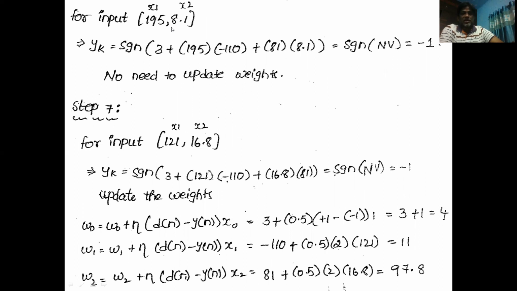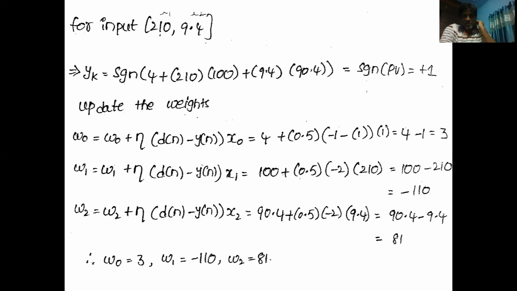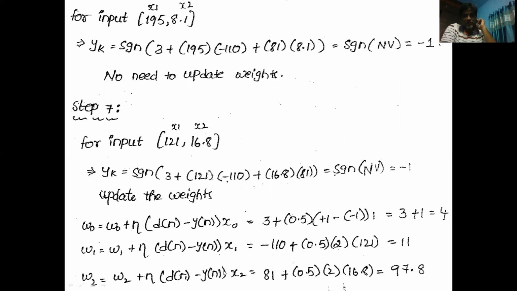The next input, 195 comma 8.1, is properly classified. The desired response is -1, and the perceptron classified it as -1. So you won't require any weight updates over here. We'll consider the weights updated previously, 3, -10, 110, 81, for the next iteration also. So we need to continue with the next iteration.